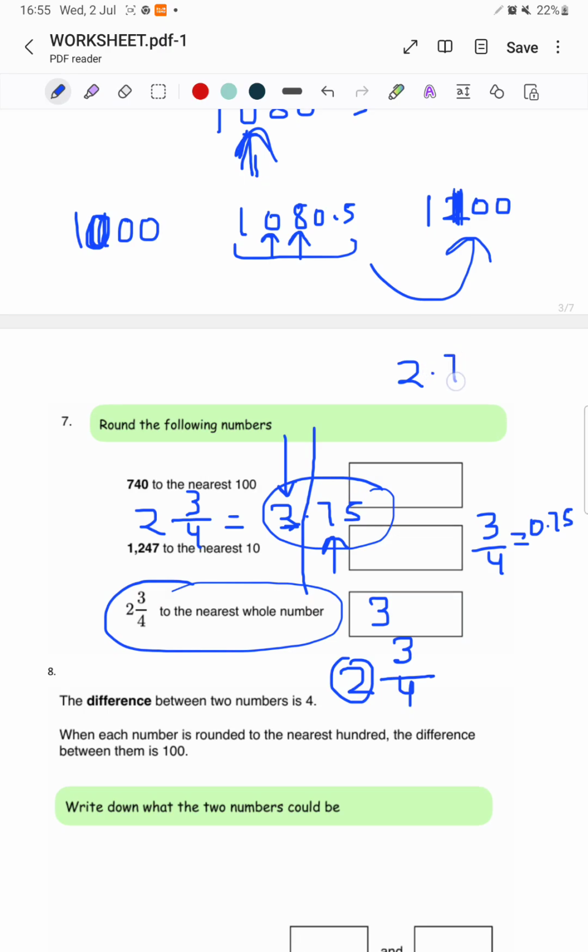And we can say 2.75 lies between two numbers, one is 2 and one is 3. These are the two whole numbers. And because of this 7, our number will be promoted to 3.